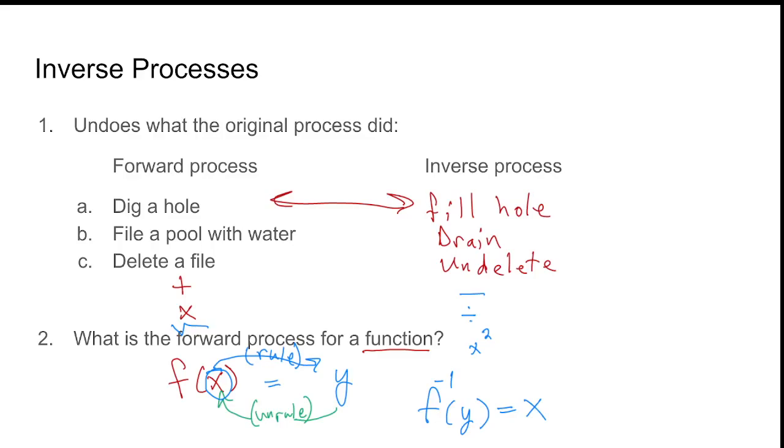But the forward function takes X, does something to it to make it into Y. The inverse function that would go with it takes the Y value, undoes everything that was done to it, so it gets back to where it started from. And we use this little f to the -1 notation. It is not an exponent. It is just a way of writing it. It's a symbol.